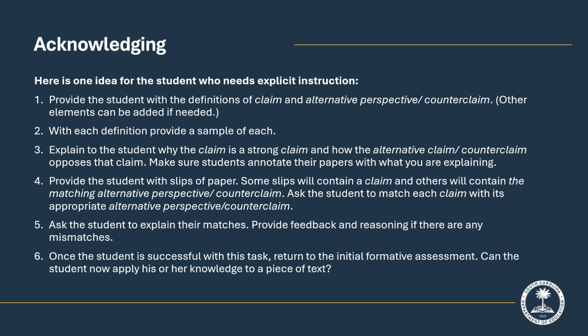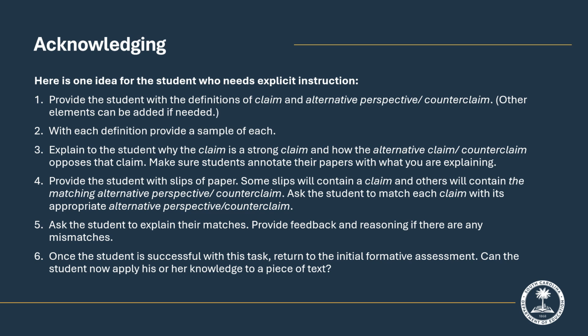Let's start with one way to support students in acknowledging an alternative perspective or counterclaim. This will work for students in grades 6 and up. This can also be a small group activity if you have multiple students who need additional instruction. This is not something that can just be handed to students with a list of instructions. The key part of this strategy comes in numbers 3 and 5, which involve directly supporting the students.